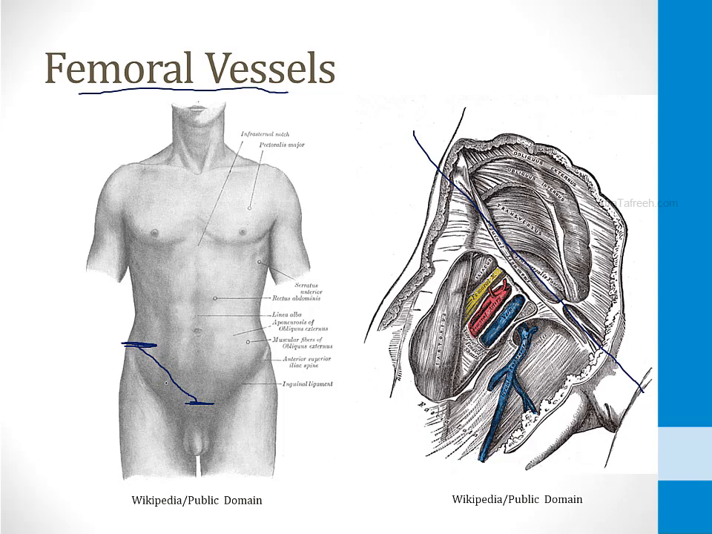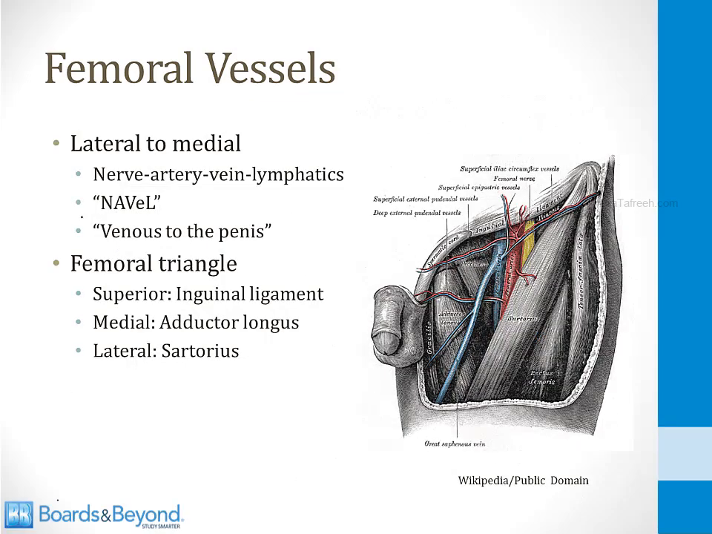Below the inguinal ligament, if you feel with your fingers right about where I'm drawing here on this picture, you will feel the pulsation of a blood vessel. That blood vessel is the femoral artery, and once you find the femoral artery by feeling for the pulsation, medial to that is always the femoral vein, and lateral to that is always the femoral nerve. Many people remember the order of those structures using the mnemonic NAVEL. If you go from lateral to medial, below the inguinal ligament, you will first find the femoral nerve, then the femoral artery, then the femoral vein, and finally the lymphatics. Some people also like to remember that the venous is to the penis. If you look at this picture, this is a man's penis, and the femoral vein is closest to the penis. The femoral artery is further away.